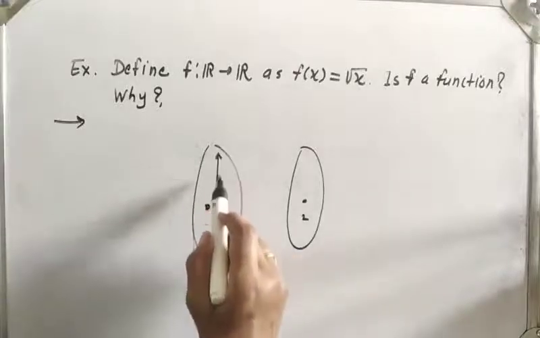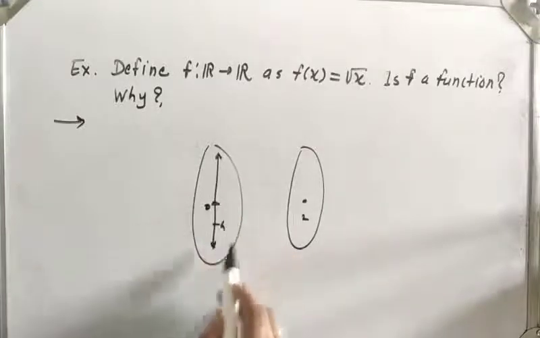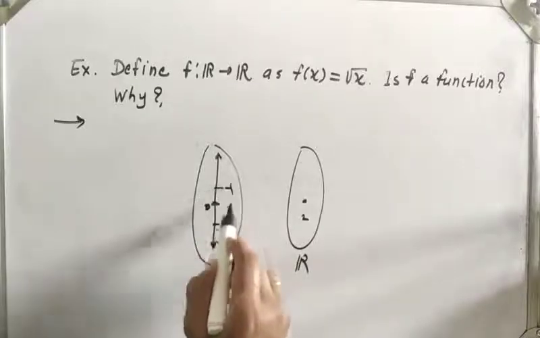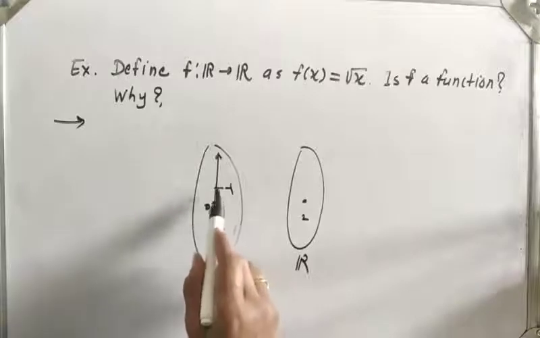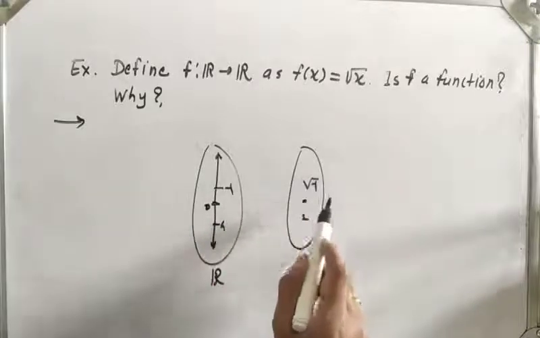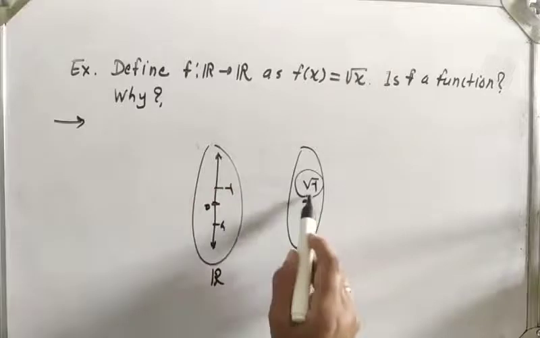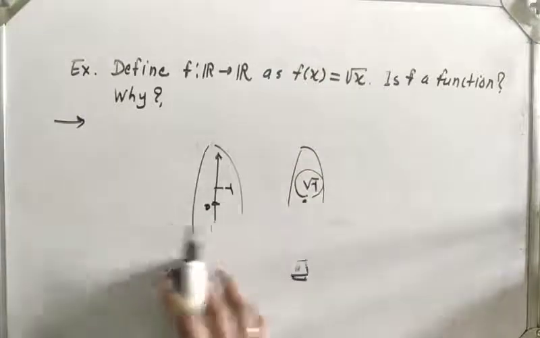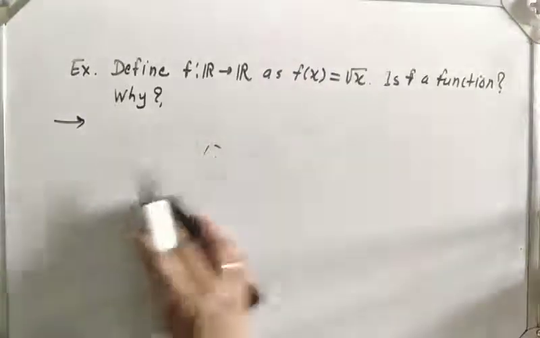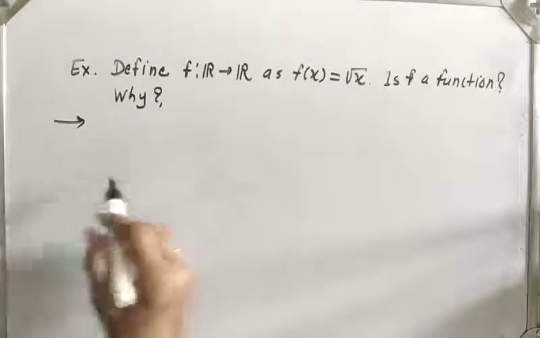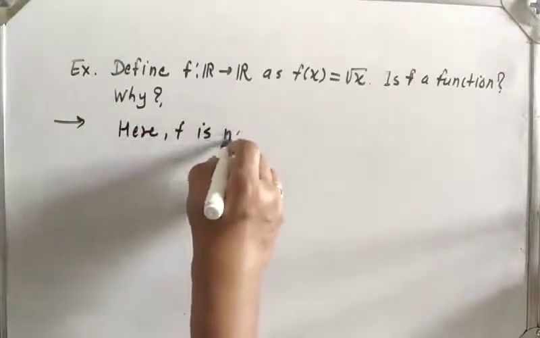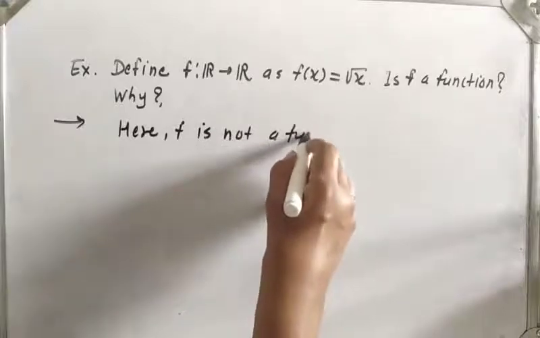But what about negative numbers? It is given it is R. If we are taking minus 1, then the square root of minus 1, is the square root of minus 1 real? No, it is not a real number. So we cannot say this is a function, so f is not a function.